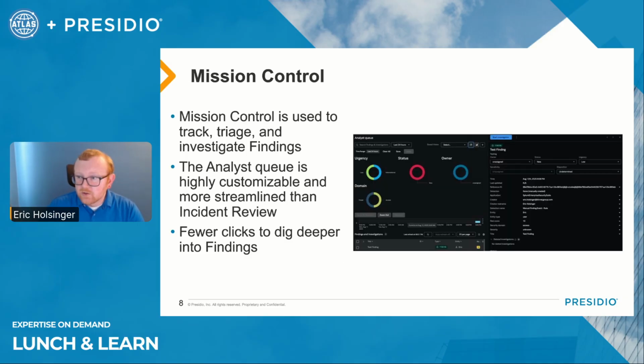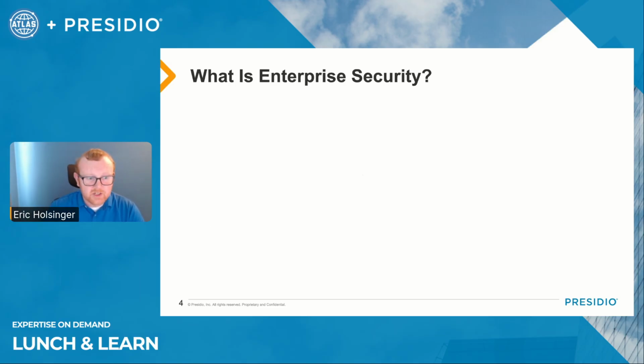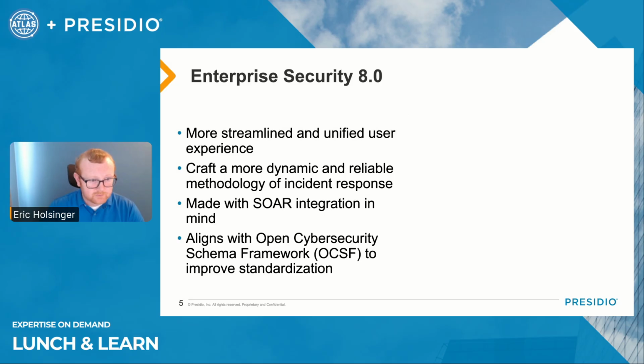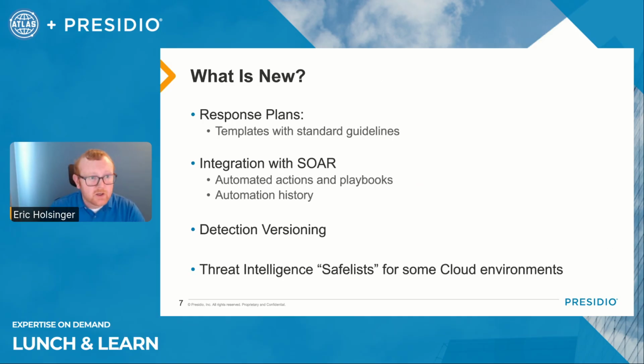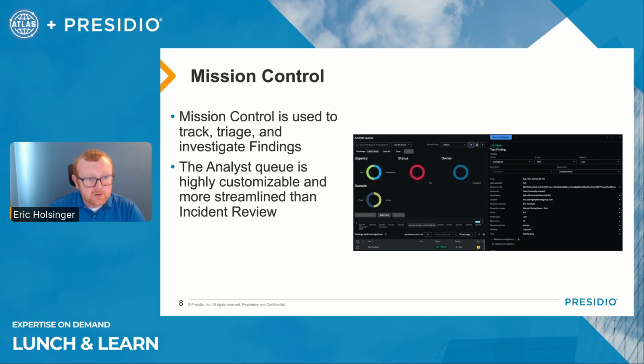So jumping into specific aspects of ES8, I mentioned your mission control. This is kind of the heart of your Enterprise Security 8 environment. It's used to track, triage, and investigate findings. And again, we go back a couple pages. One more page here. So those are findings, or what used to be notable events. So again, findings. The analyst queue that I mentioned earlier is highly customizable and more streamlined than incident review. And then we have fewer clicks to dig deeper into those findings.